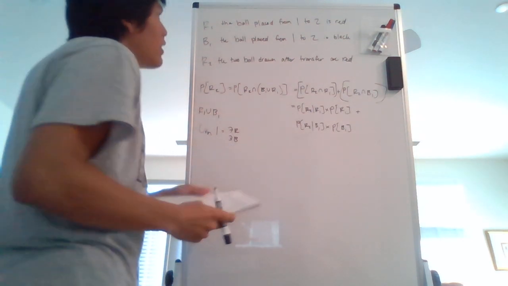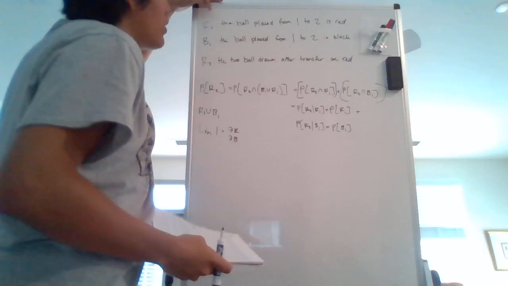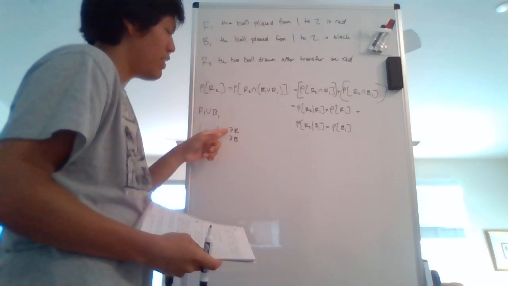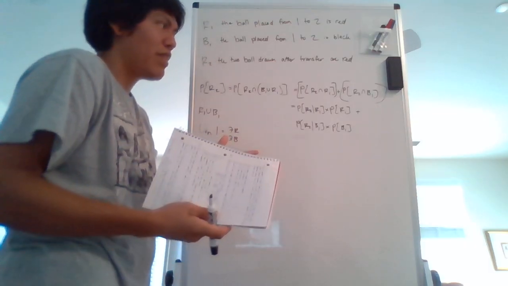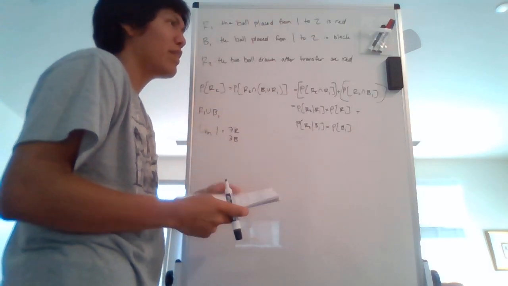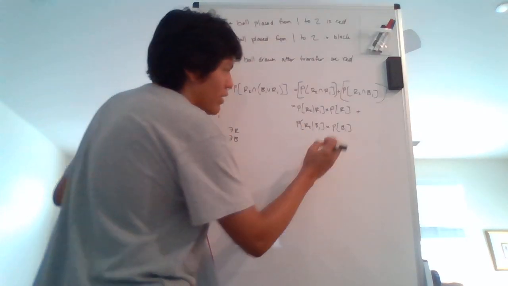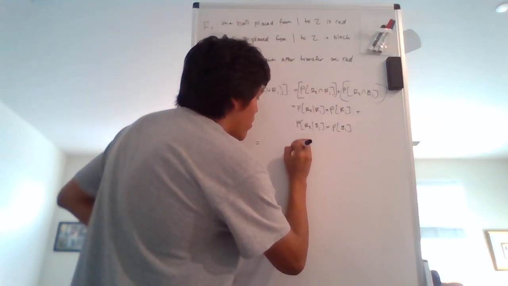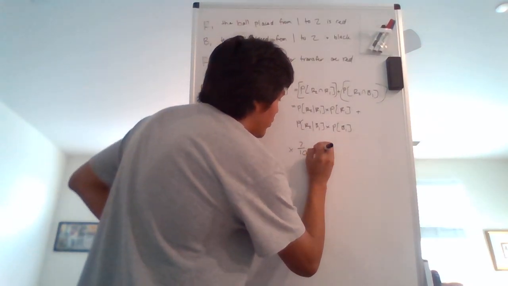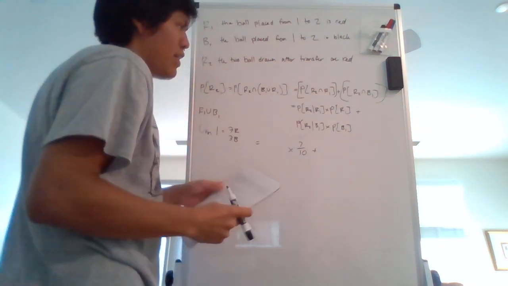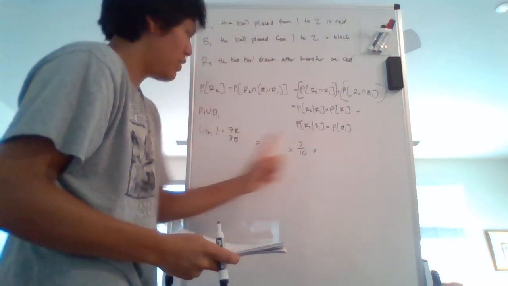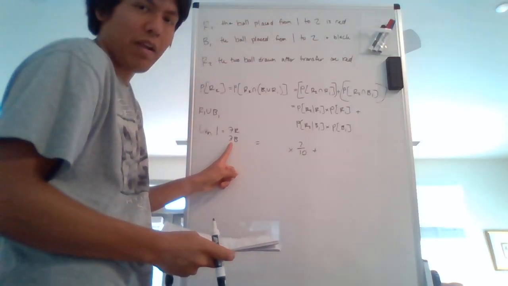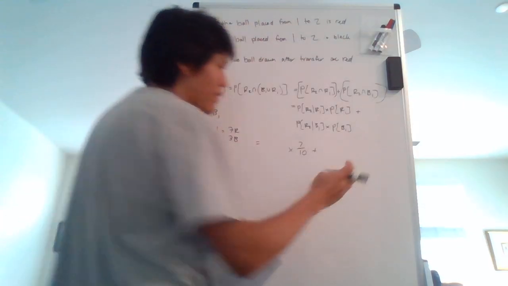Okay. So what's the probability of R1? What's the probability that a ball placed from urn 1 to urn 2 is red? Well, urn 1 has 7 red, so that is a 7 over 10 probability. So the probability of R1 is 7 over 10. And what's the probability of B1? Well, the ball placed from 1 to 2 is black. There are 3 black balls in urn 1, so that's a 3 over 10 probability.